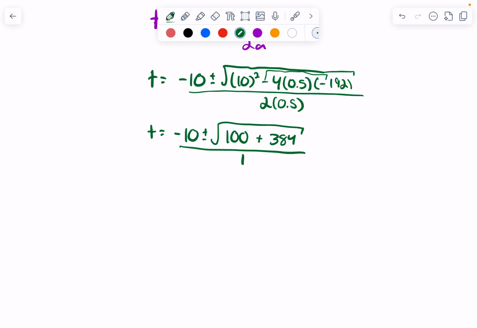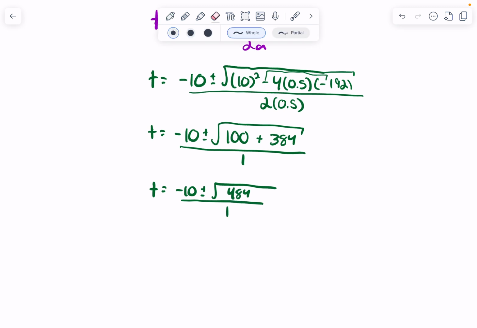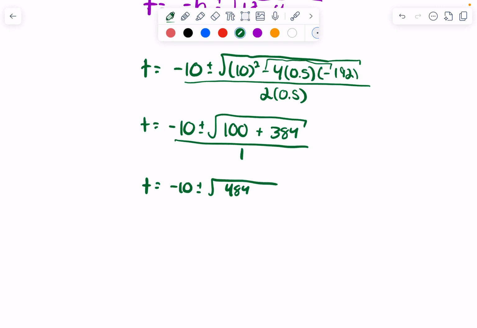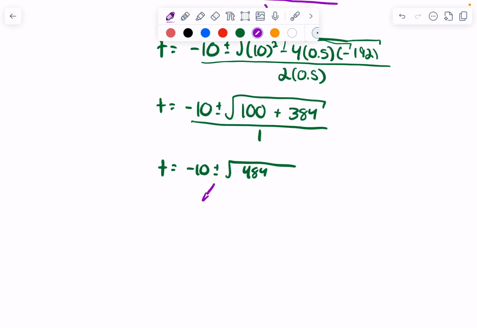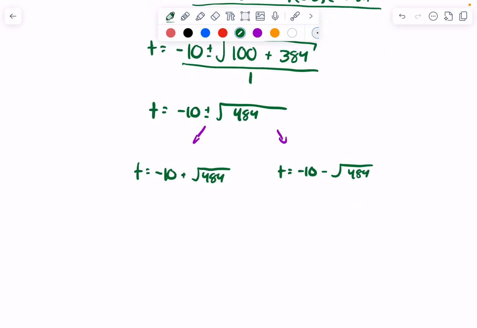So then you get t equals negative 10 plus or minus the square root of 100 plus 384, which is 484, all over 1. So we don't need that 1 anymore. We can actually just write it like that. So you'll have two values. You'll have the square root when it's negative and positive. So you have t equals negative 10 plus the square root of 484, and we'll evaluate that in a second. And then you have your other possible solution, which is negative 10 minus the square root of 484. So let's evaluate what that square root of 484 is. So this would be t equals, the square root of 484 is 22.